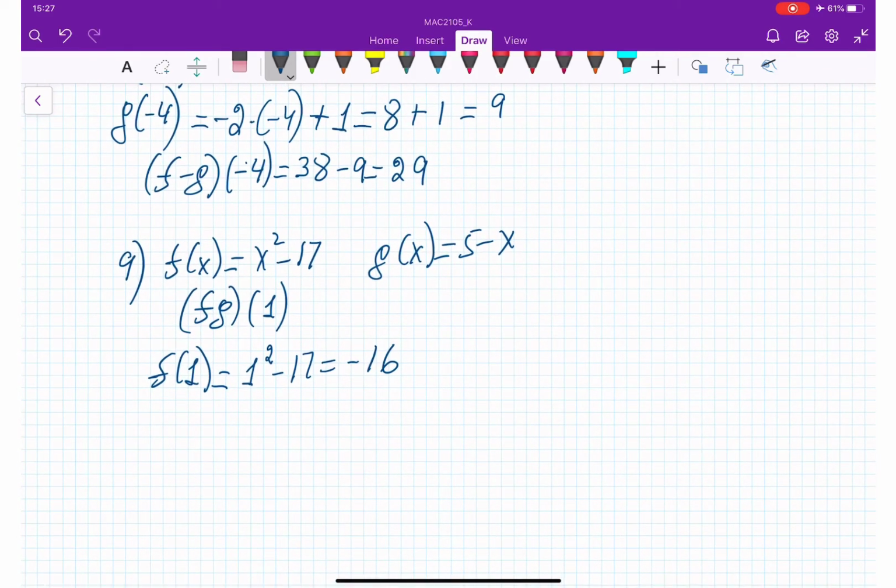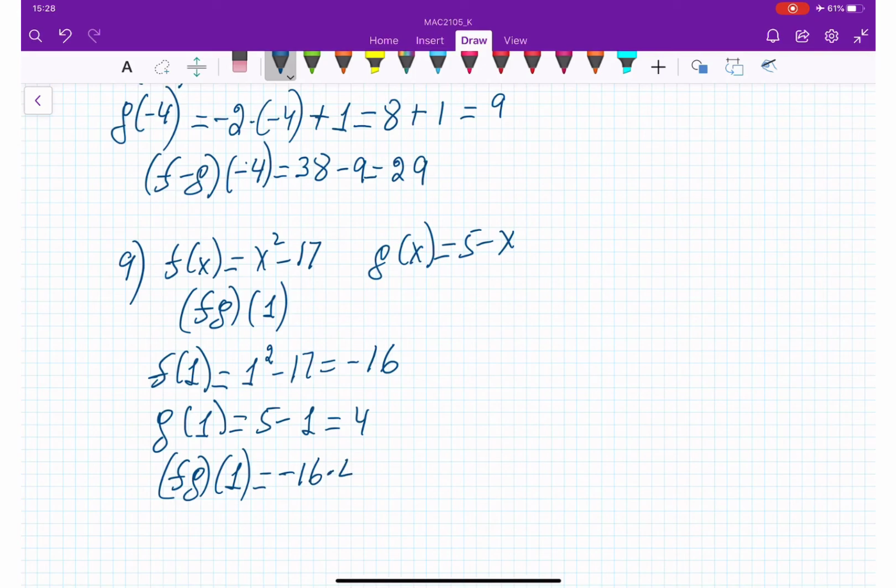Second one, g of 1 is equal to 5 minus 1, and we are getting 4. Okay, at the end we need to multiply f times g of 1. That will be -16 times 4. It's going to be -64. And we got the answer. Question number 10.